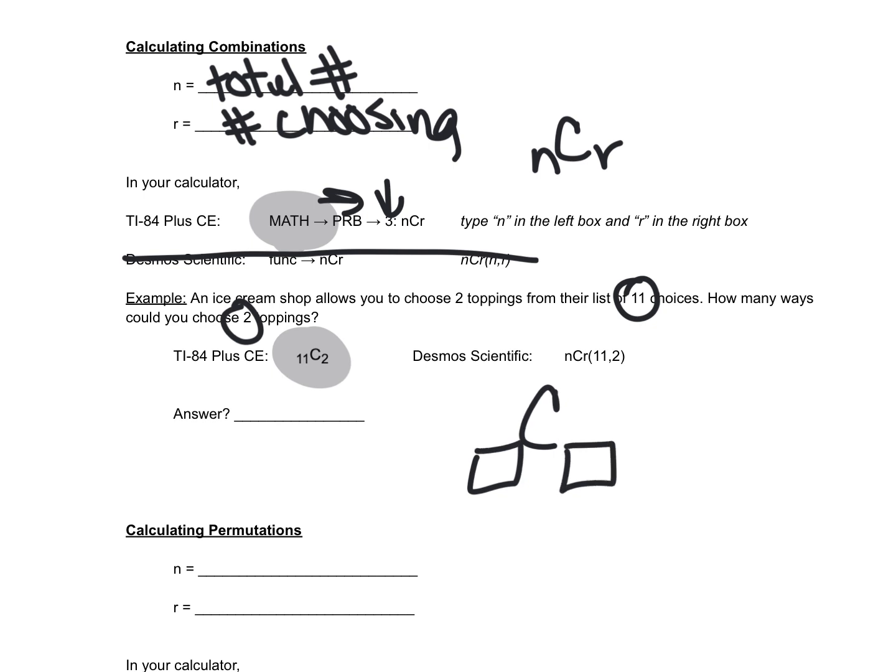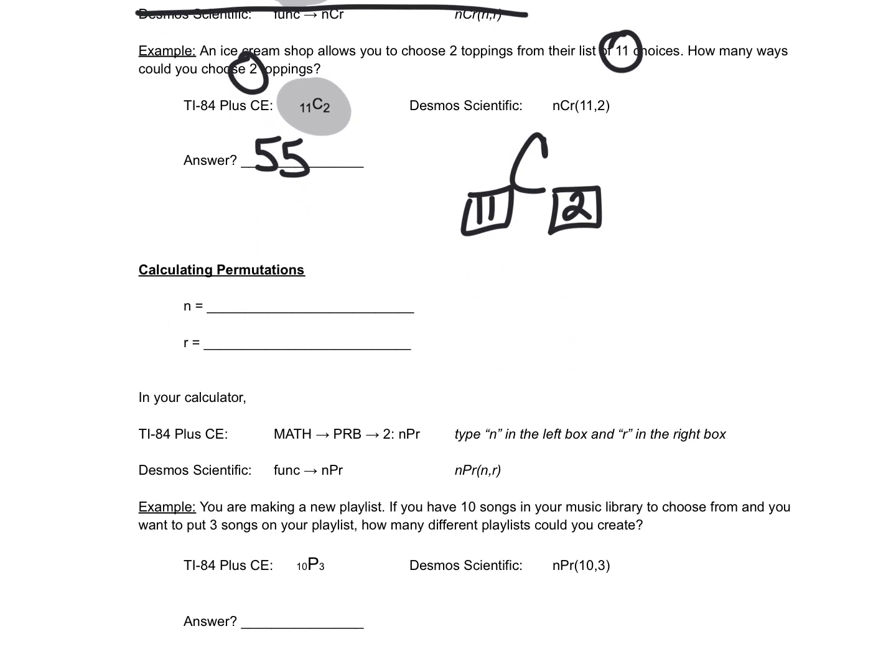You just need to put 11 in that box for the total number, and 2 in the other box. And just practicing, if you did it correctly, you should end up at 55 ways that you could choose 2 toppings if you had 11 to pick from. Okay, then similarly with permutations, where the order does matter. Again, this is the total number that you have to choose from, and R is the number you're choosing.